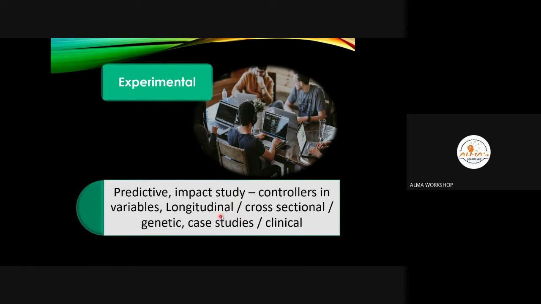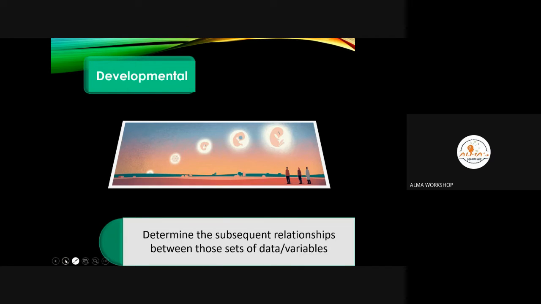Okay, in this experimental research, you can have longitudinal research, cross-sectional research, genetic research, case studies, clinical research. All this comes under the experimental type of research design. And you have developmental research design. You know Piaget's stages of development, how he studied the stages of a child from 0 to 3 months, and how it has developed and how it has grown, etc. It is a developmental research. All this research you do in education.